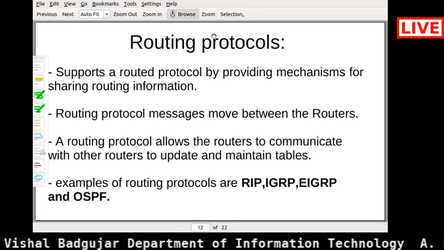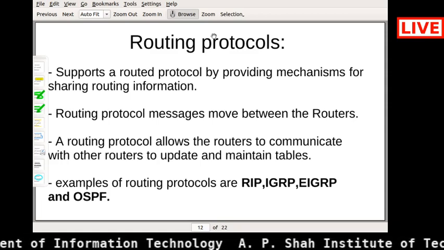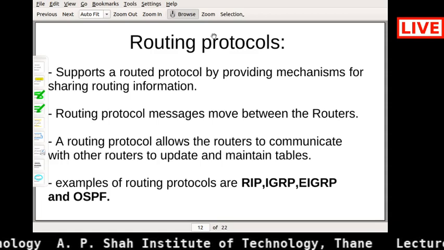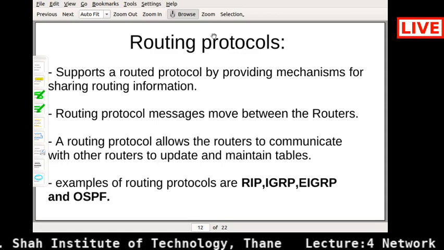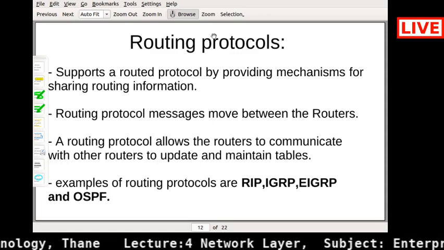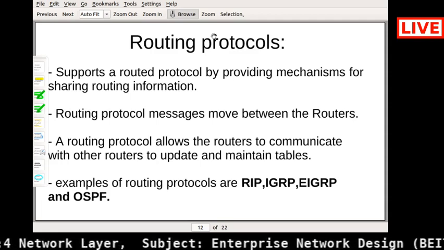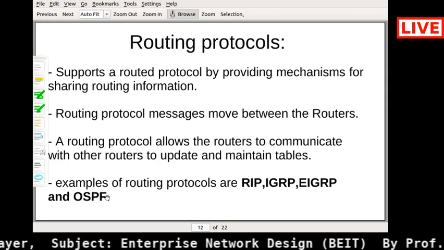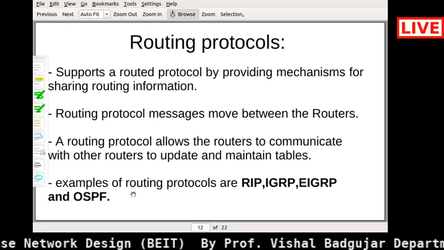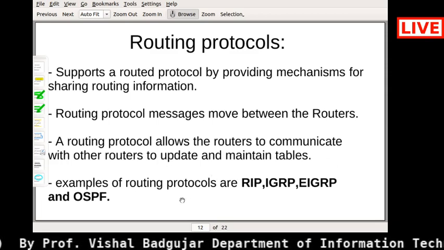So what are the different routing protocols? Depending upon the functionality, we divide routing protocols into a number of different protocols. Some examples I have given: RIP, IGRP, EIGRP, OSPF, and one more, BGP, the Border Gateway Protocol. All these are examples of routing protocols.